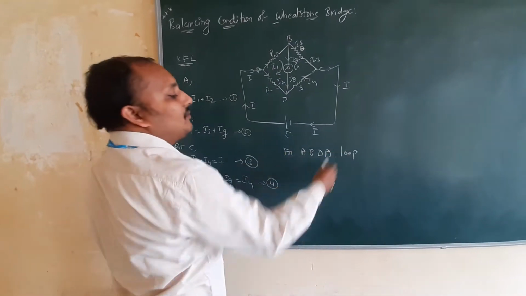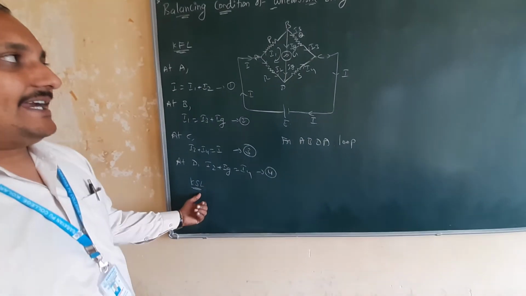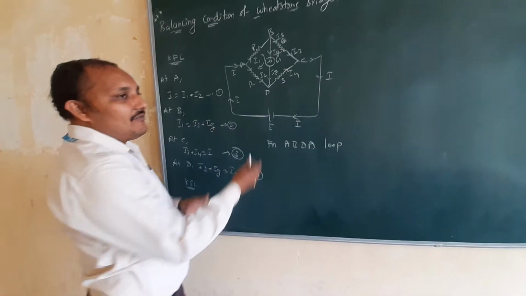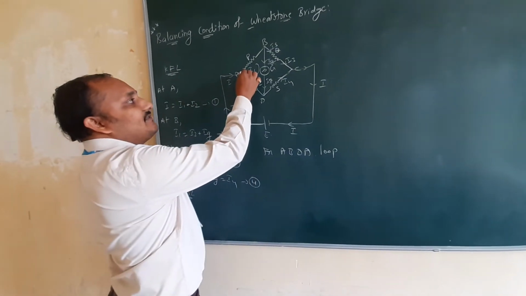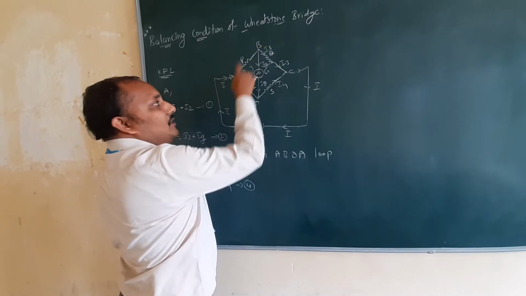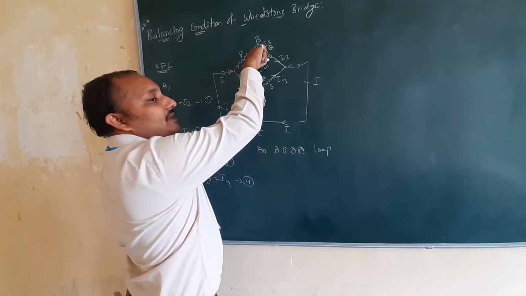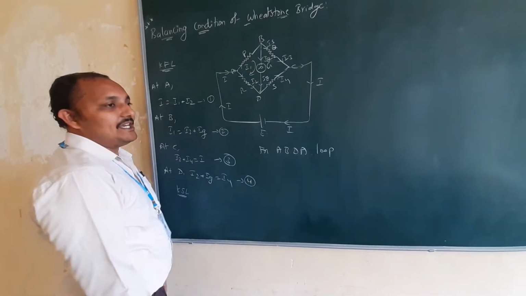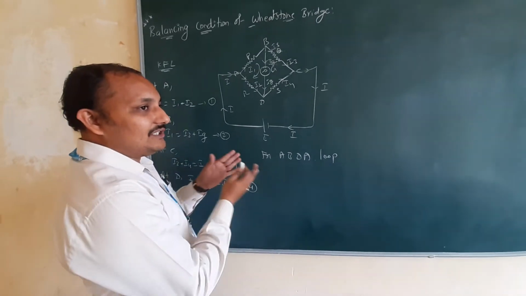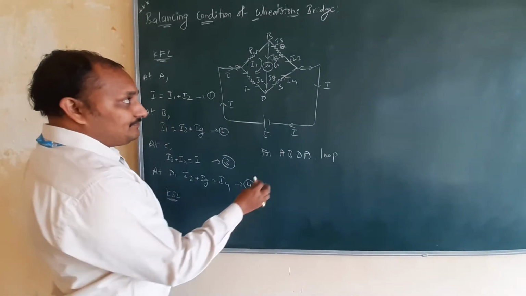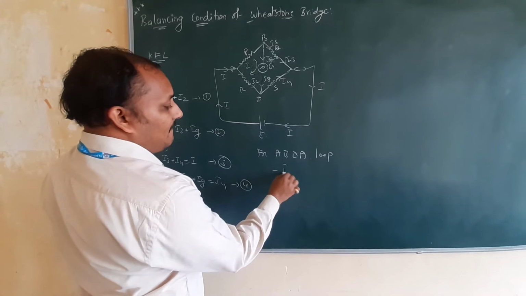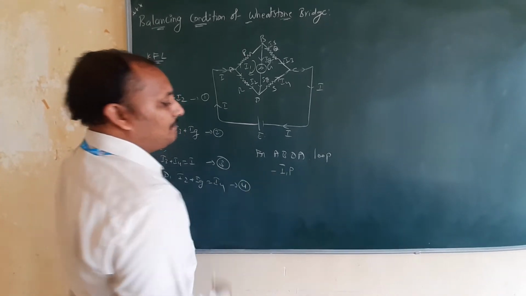For A, B, D, A loop, I am applying Kirchhoff's second law. According to Kirchhoff's second law, first we have to see the direction. Direction of the current is from A to B. Loop direction is also from A to B. Both are in the same direction. At that time, the change in potential difference will be negative or positive? Both in the same direction means negative. Minus I1 P.